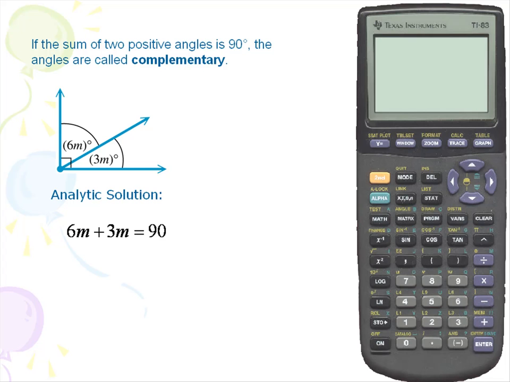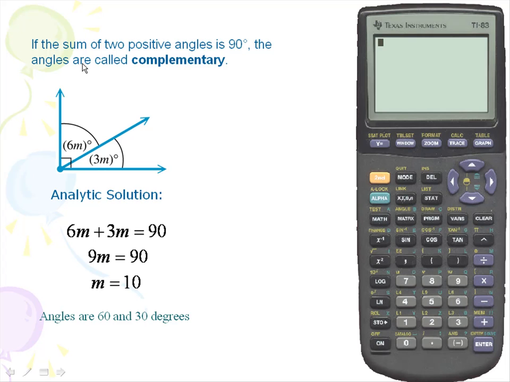Since the two angles are complementary and form a 90-degree angle, we'll simply take the 6m degree angle plus the 3m degree angle. We'll set it equal to 90. We'll combine like terms, 9m equals 90. We'll divide both sides by 9, so m is equal to 10.